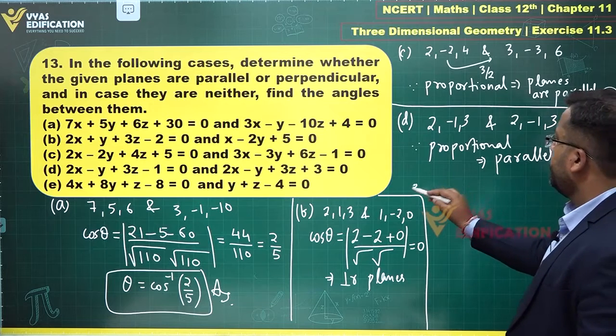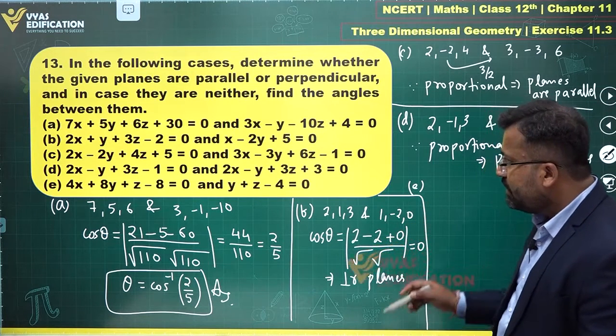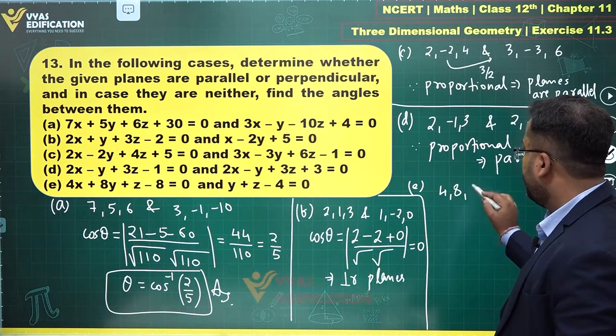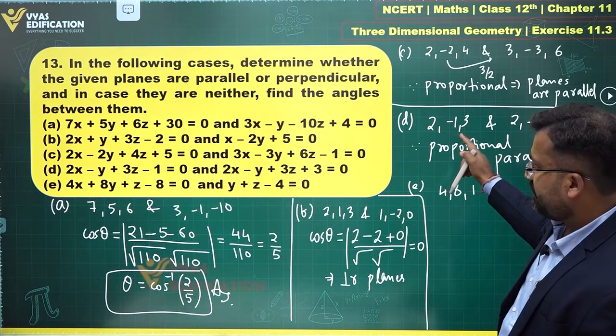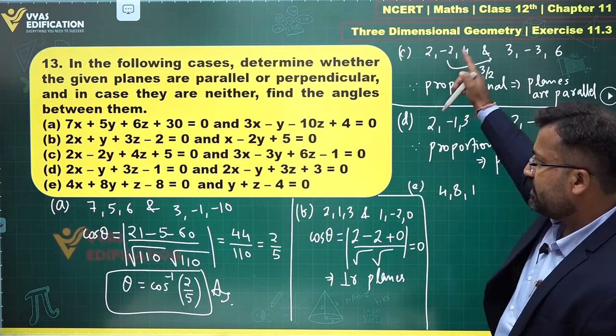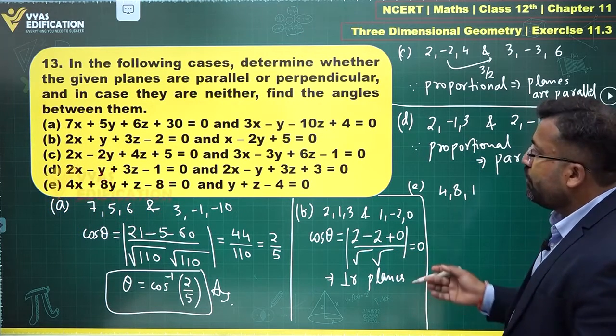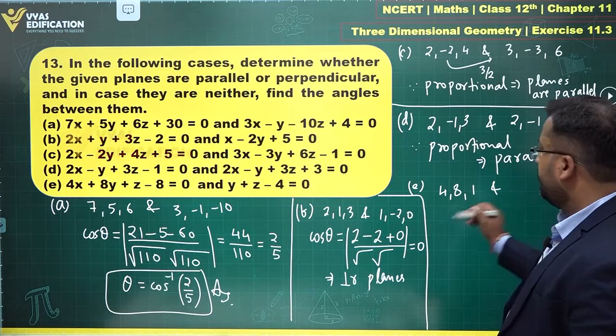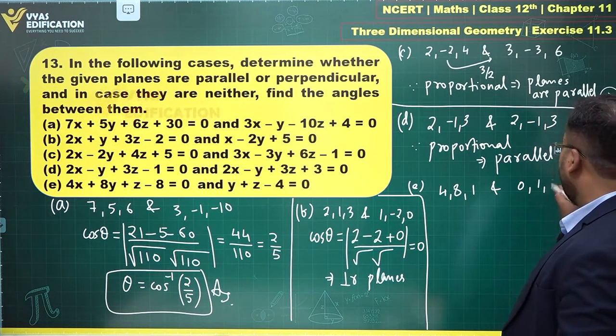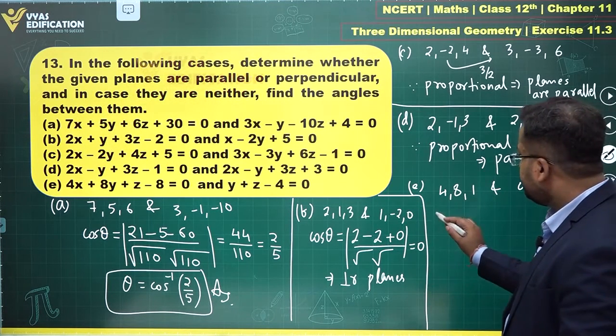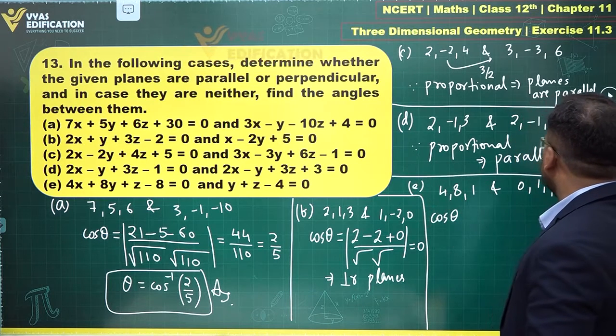right? What about E, part E? Part E says 4, 8, 1. Let me check this one before. 4, 2 minus 1, 3, 2 minus 1, 3, 2 minus 2, 4, 3 minus 3, 6. And here, okay, we take care of that. That's okay. 4, 8, 1 and this is 0, 1, 1. This is what you have, right? Cos theta. Therefore, part E is what we are taking a look at.